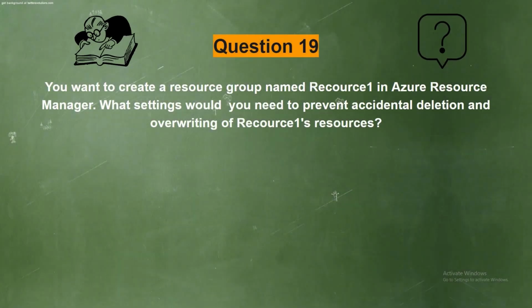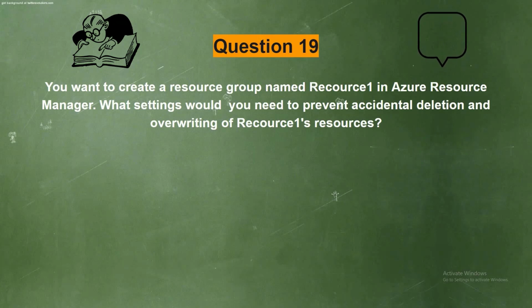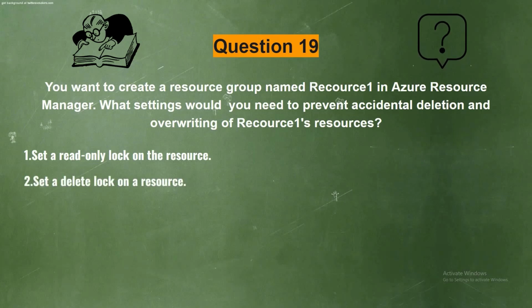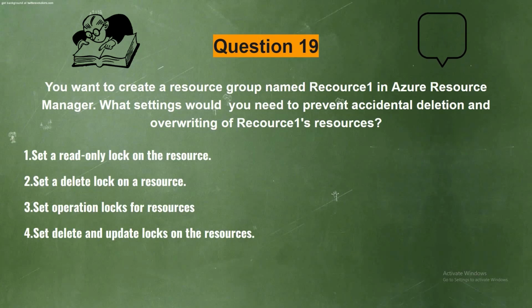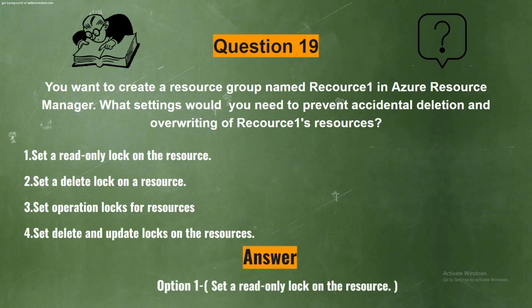Question 19. You want to create a resource group named Resource 1 in Azure Resource Manager. What settings would you need to prevent accidental deletion and overwriting of Resource 1's resources? And the options are option 1. Set a read-only lock on the resource. Option 2. Set a delete lock on the resource. Option 3. Set operation locks for resources. And option 4. Set delete and update locks on the resources. And the answer is option 1.